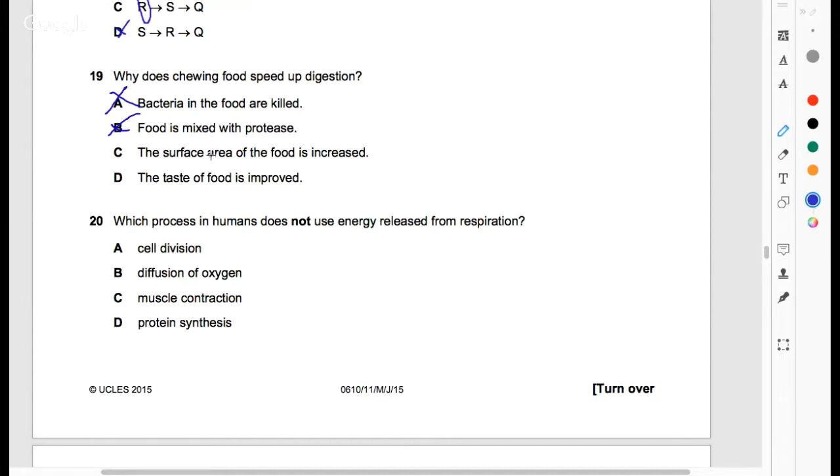So masticating, so chewing your food, grinds it up and turns it from kind of a solid to kind of a mush or powder, and that vastly increases the surface area. So the surface area is increased, so C is the correct answer.